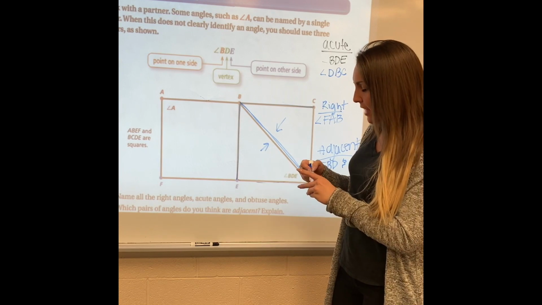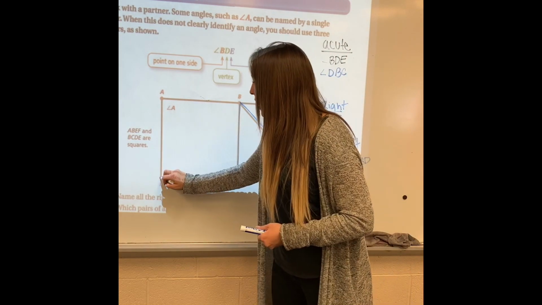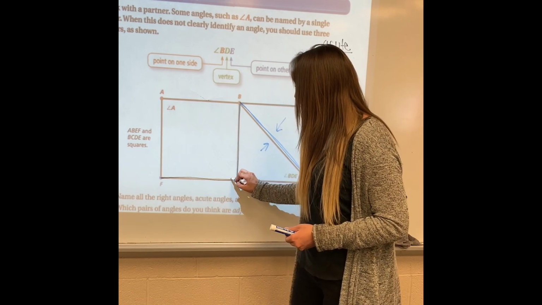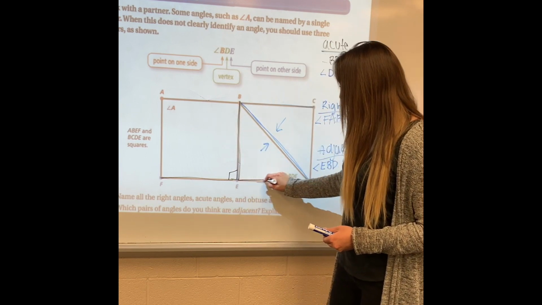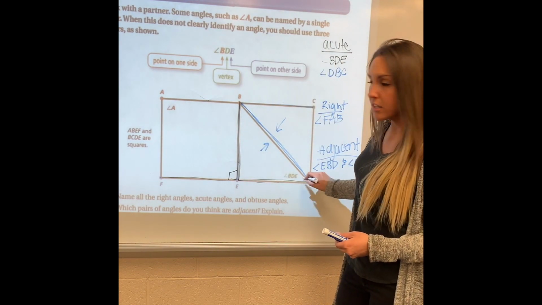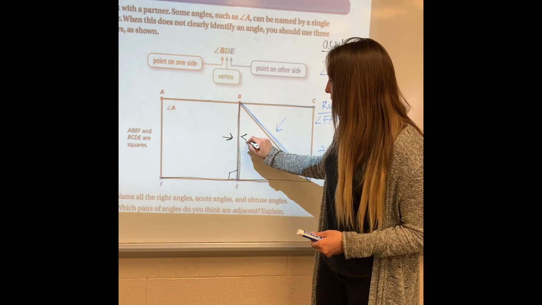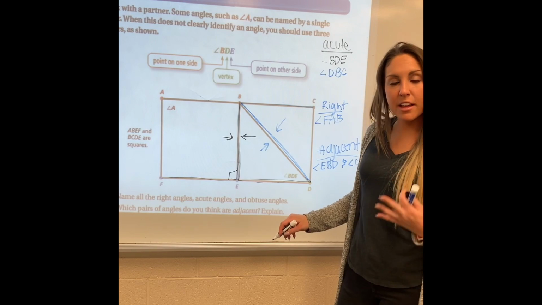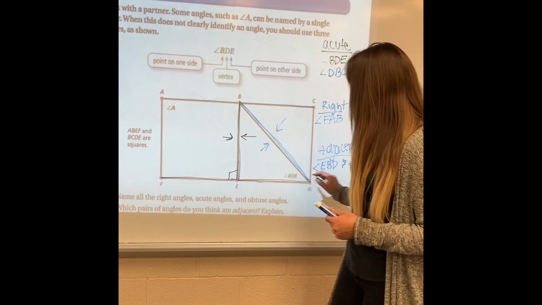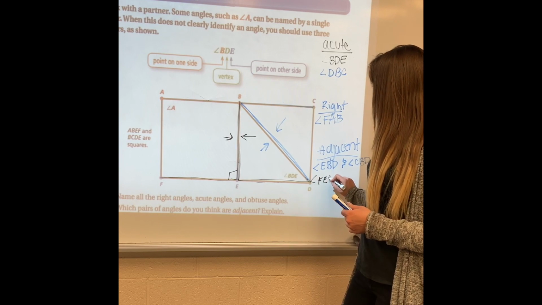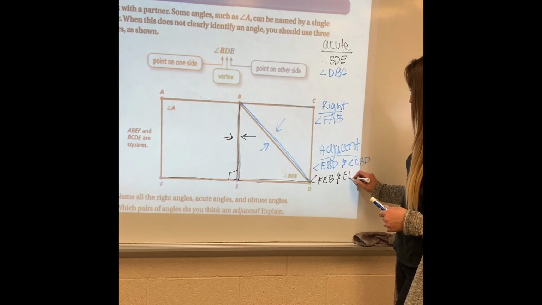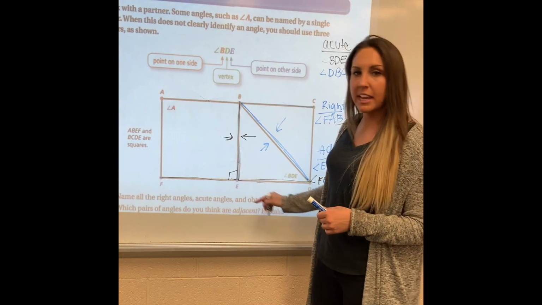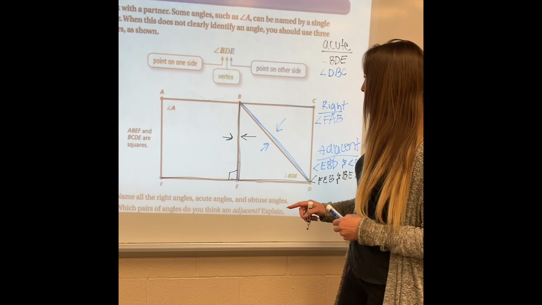I would not say that angles FEB, so this right angle, and BED, oh actually, those are adjacent angles, look. They share that line right there. So that's another example of adjacent angles. Angle FEB and angle BED. So these are adjacent angles because they share this border right here.